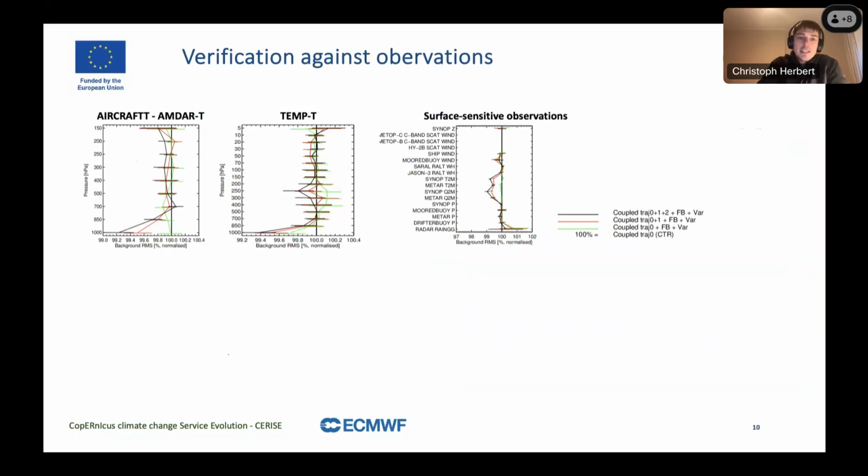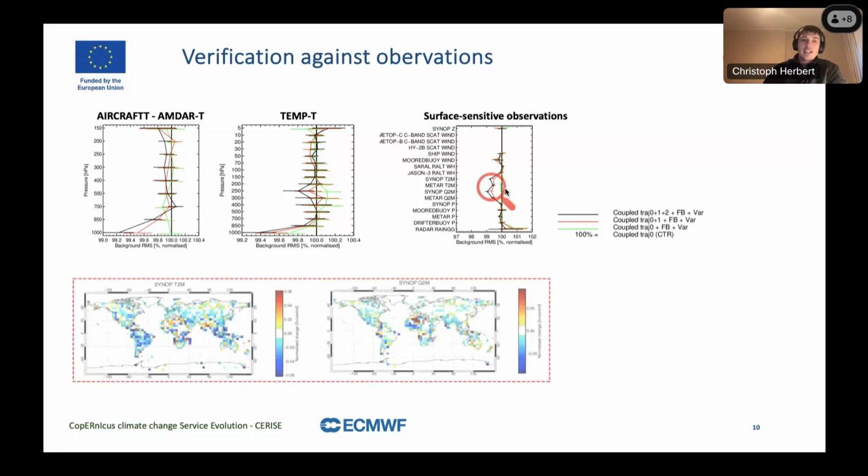Looking at observations, these are basically our background minus the observations. Everything on the left-hand side, where 100% is the control, and everything which goes towards the left is basically a reduction of forecast error. We see that it's also nicely fitting the observations, and especially when you look at the synoptic observations, we get a reduction in background departures.